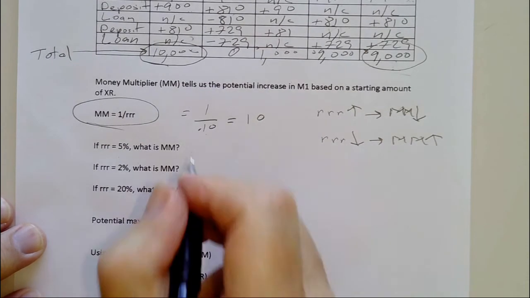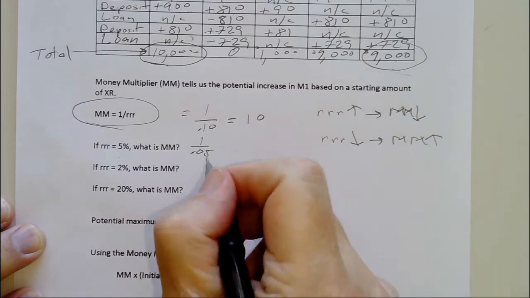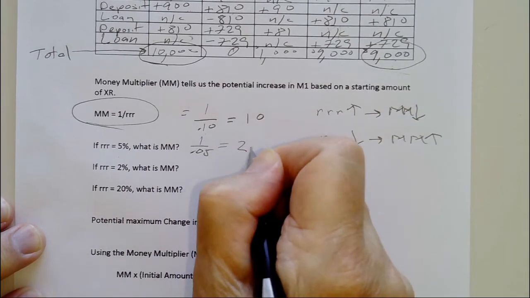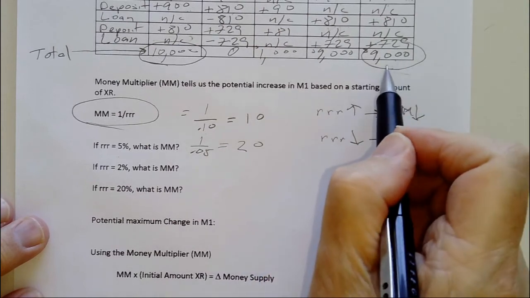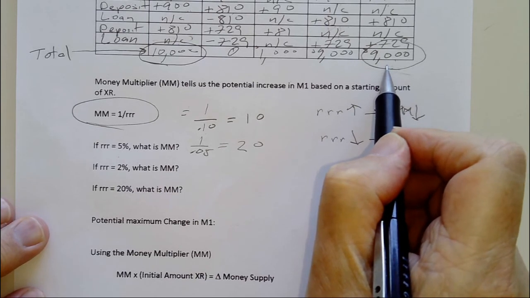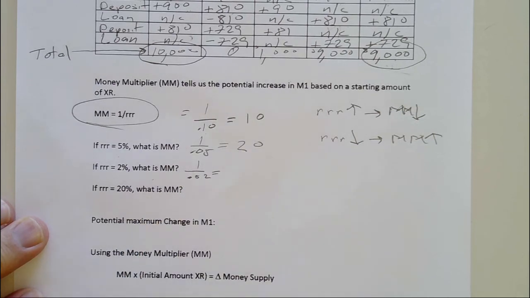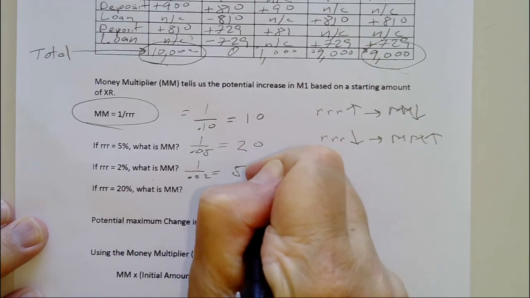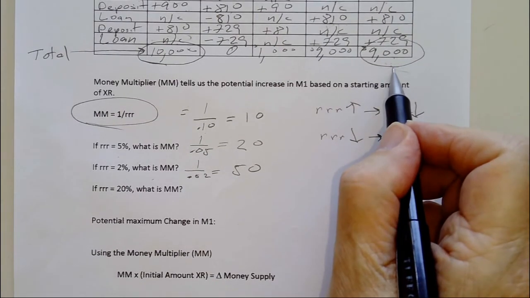If the ratio is 5%, that'd be 1 over 0.05, not 0.5. 0.5 is 50%. And a nickel goes into a dollar 20 times. So that meant that if the ratio was 5%, this number here would have been 18,000, twice as much. That shows you the power of this required reserve ratio. If it's 2%, that's 1 over 0.02. 2 cents goes into a dollar 50 times. So 50 times 900 would give us $45,000 here.